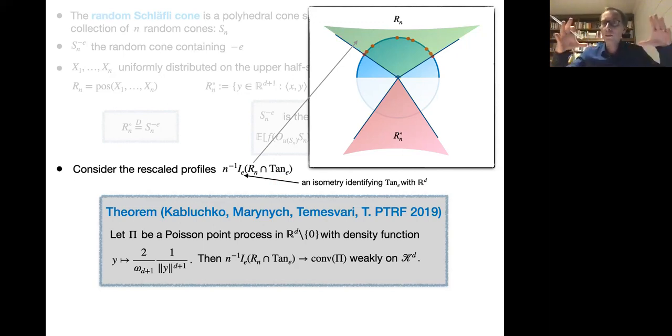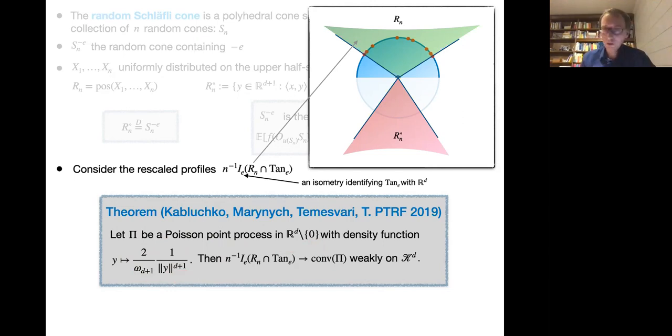This is a random polytope which gets bigger and bigger because the opening angle of this cone gets bigger and bigger. But if you rescale with a factor 1/n, this converges. This sequence of random polytopes converge. Namely, they weakly converge to the convex hull of a Poisson point process in Rd. It's a Poisson point process in Rd minus the origin, and its intensity measure has exactly this density with respect to the Lebesgue measure.